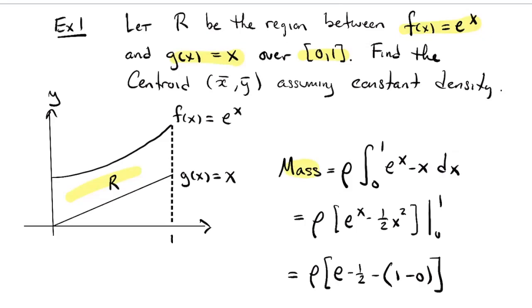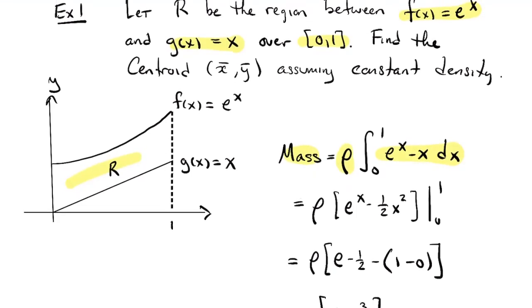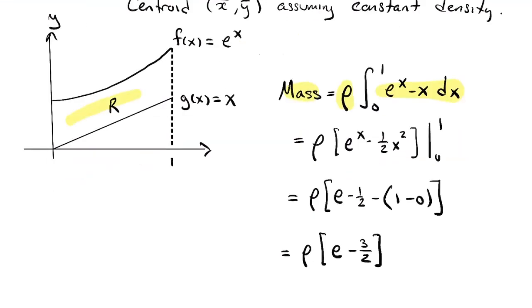Okay, so the mass is the density times the integral of top curve minus bottom curve. You can stop the video. I'm not going to talk very slowly here, but I just found an antiderivative for e to the x minus x. I'm carefully evaluating it at 1, subtracting its value at 0, and that's my answer.